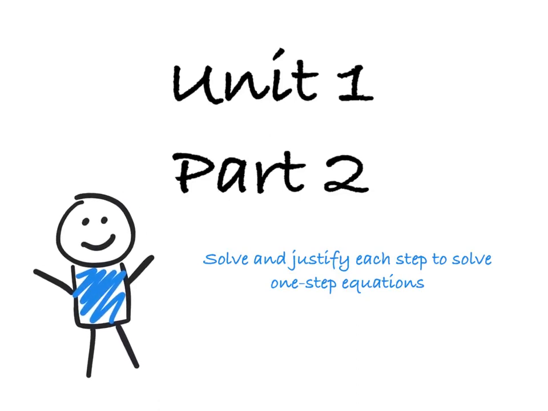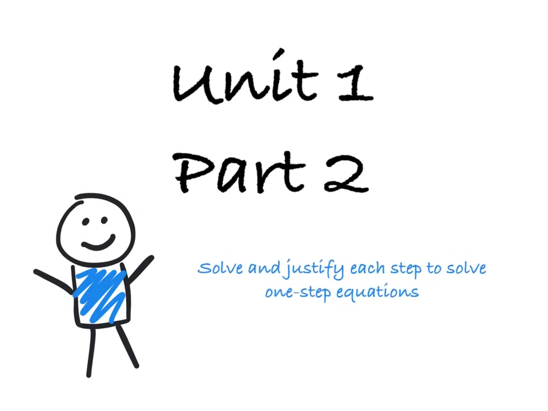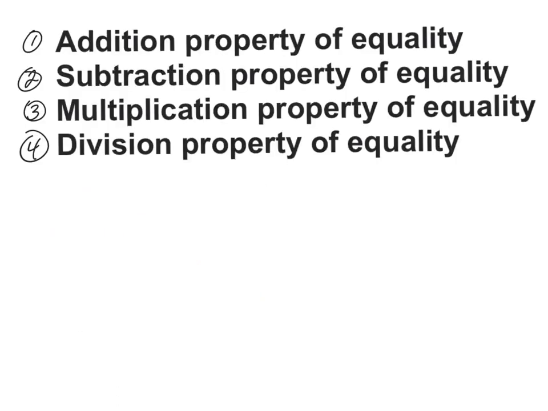My name is Mr. Bell and today we're going to talk about solving one-step equations and then we're going to justify each step to solving those one-step equations. In order to justify certain steps when solving an equation, you need to learn some of the properties of equality. Let's take a look. The first one we'll talk about is the addition property of equality.